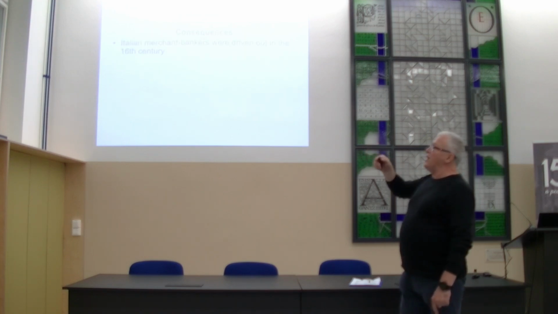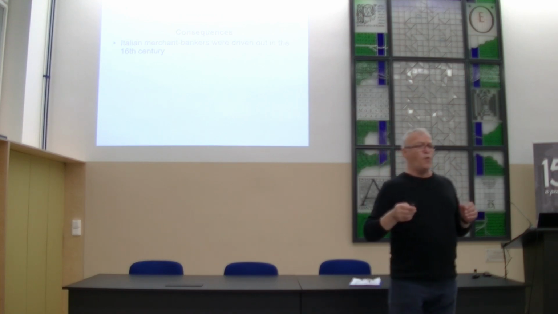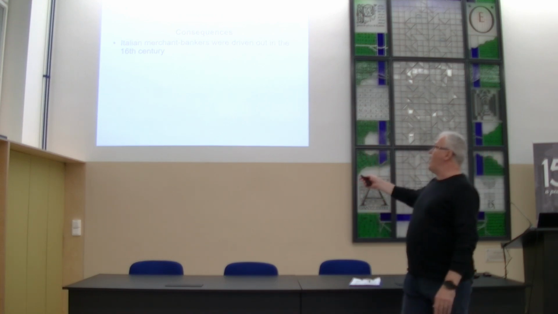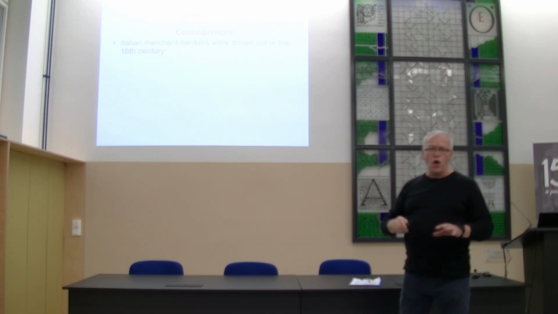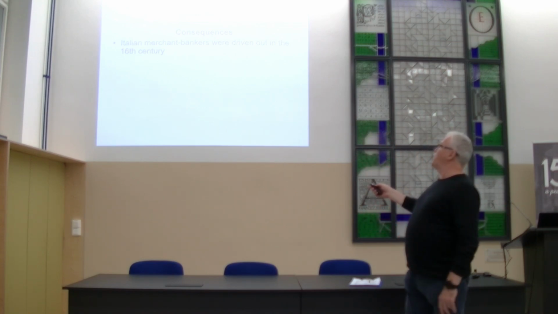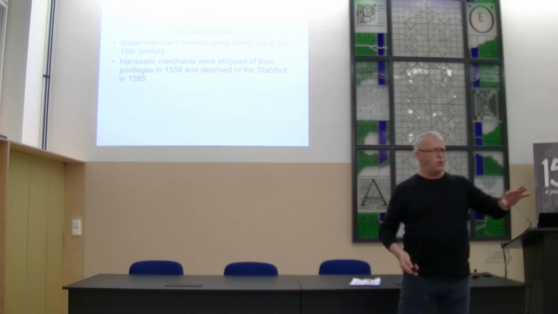Okay, consequence: each economic and political power was pushed out from the British side. The first victim, the Italian merchant. The Italian merchants lost their trading position. The second one, the Hanseatic League. You remember the story?